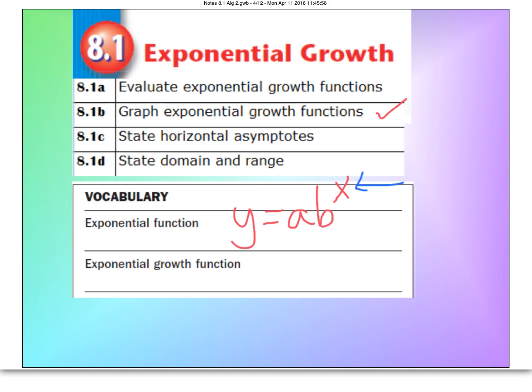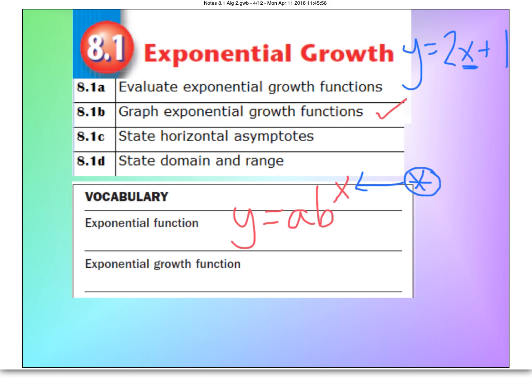You're used to seeing functions like a line would be y equals, for example, 2x plus 1. You're going to notice there are no exponents in this equation. The x is actually down here on the lower part of the equation. The exponentials are always the x is a little exponent.